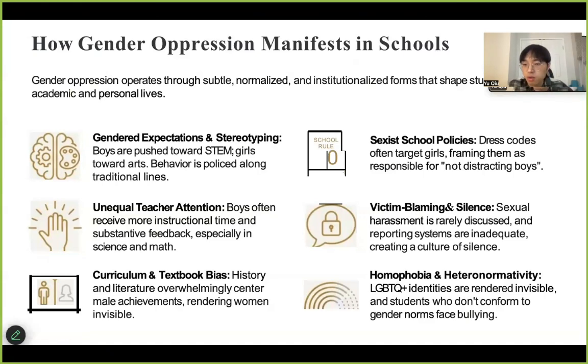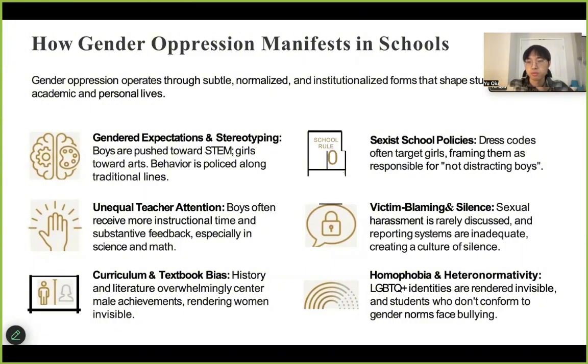Homophobia and heteronormativity. LGBT plus identities are rendered invisible, and students who do not conform to gender norms face bullying. As Sands quoted, many LGBT teachers continue to stay closeted due to the pervasive homophobia, heteronormativity, and harassment, because they are afraid of getting in trouble, fear of self-revelation and exposure.